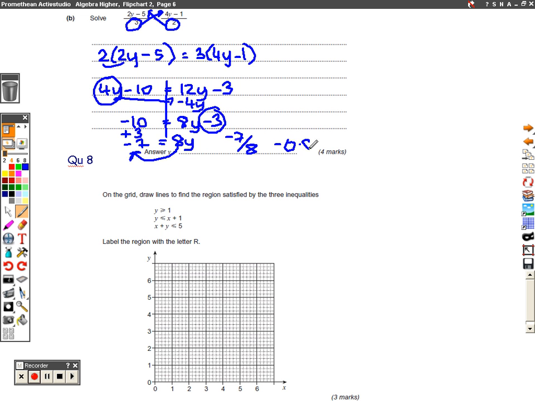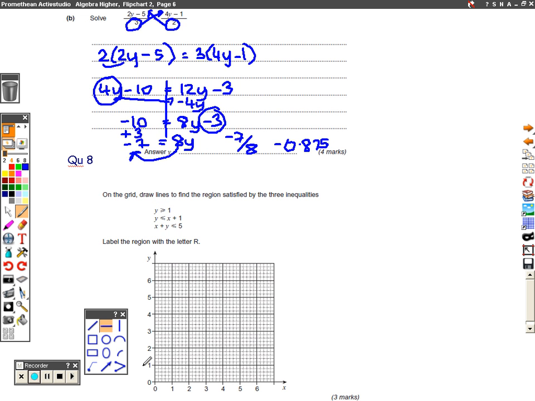Okay, question 8. On the grid, draw the lines to find the region satisfied by the 3 inequalities. Now, first question. y has got to be greater than 1. So you take your finger or your ruler or whatever it is you want to use and find the y-axis. This is your y-axis. It's labelled. Go to where y is 1. That's where you want to have a line going through y is equal to 1.